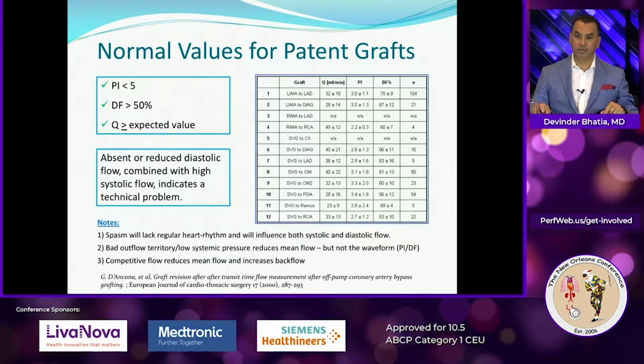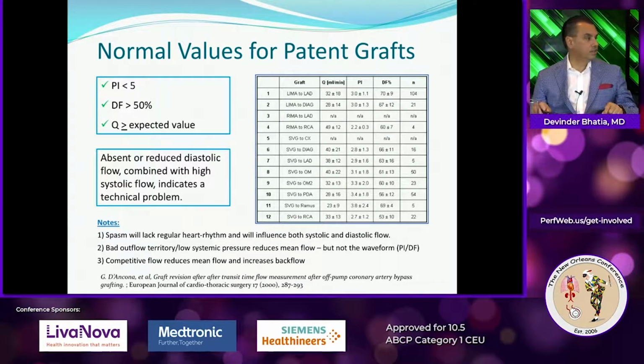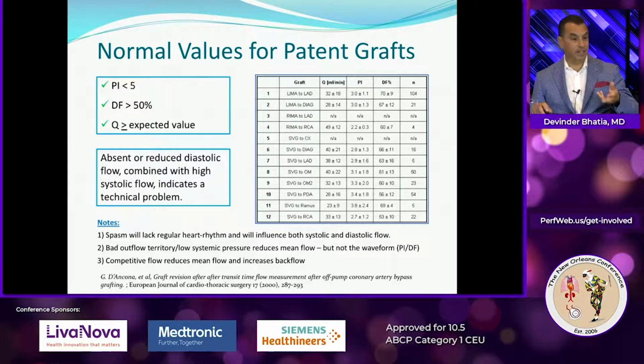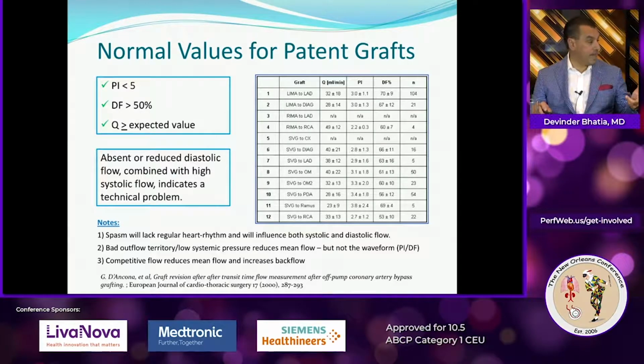So again, just to summarize what we talked about, very important: you want a pulsatility index less than 5, a diastolic filling greater than 50%, and a flow rate greater than or equal to the expected value. So say you had a graft that had a flow of 5, but a decent pulsatility index and a decent diastolic filling, you may again go through that checklist in your mind. Is it just due to a small artery and low outflow? There are a lot of different things to consider. Could even be spasm, for that matter.